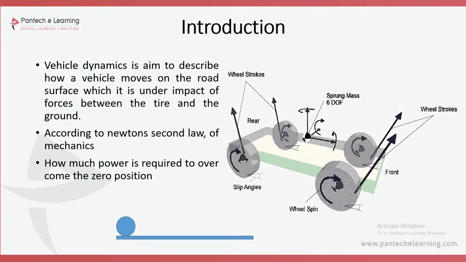Vehicle dynamics is nothing but how much power is required to move your vehicle from the zero position to some speed. According to Newton's laws of mechanics, the vehicle dynamics works. The simple concept: how much power is required to move your vehicle from zero position to some speed. Based on the power we have to choose the motor. Based on the motor power we have to choose the battery and the controller.